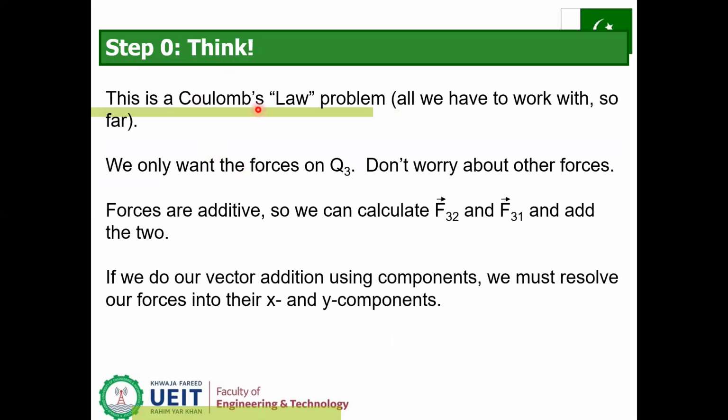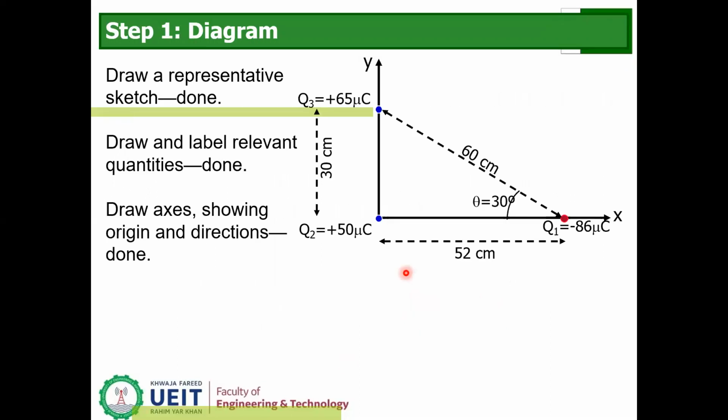Step 0: think, this is a Coulomb's law problem. We only want the forces on Q3, so don't worry about the other forces. Forces are additive, so we can calculate F32 and F31 and add the two. If we do our vector addition using components, we must resolve our forces into their x and y components. So if we resolve the x and y components, the sum of the x and y components will give the diagonal of the triangle.